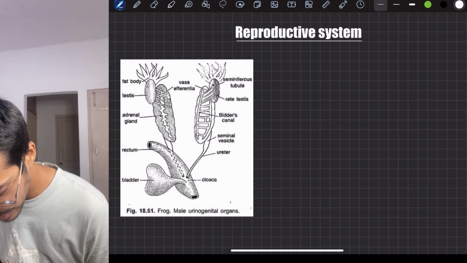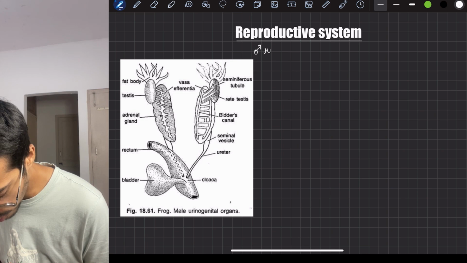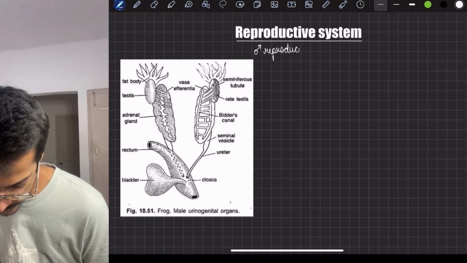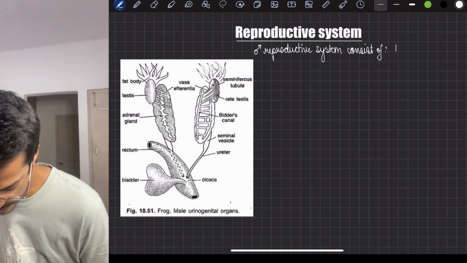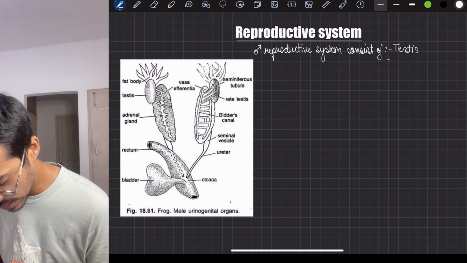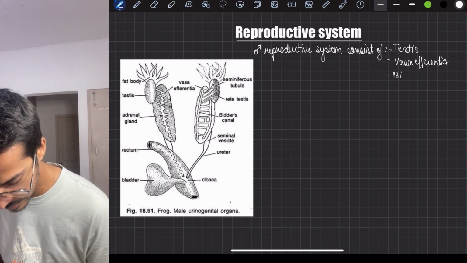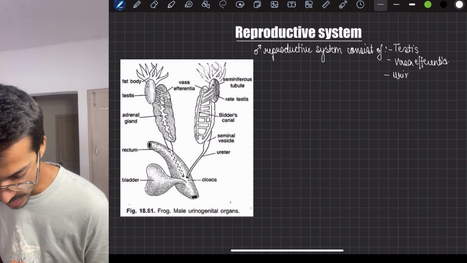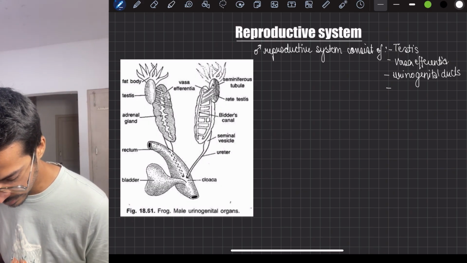So the male reproductive system consists of, number one, testes. After testes we have vasa efferentia, we have the urogenital tract, urinogenital ducts, then we have the cloaca.